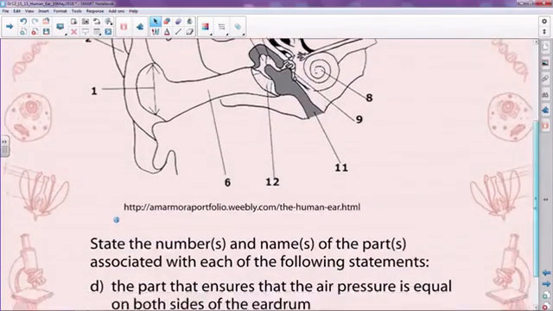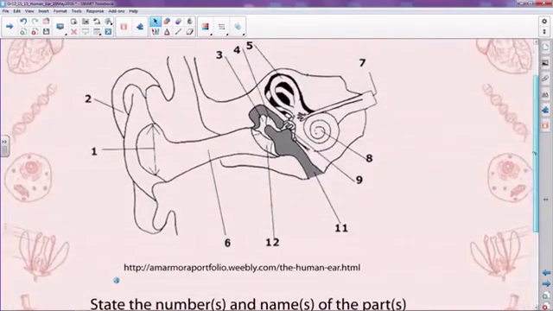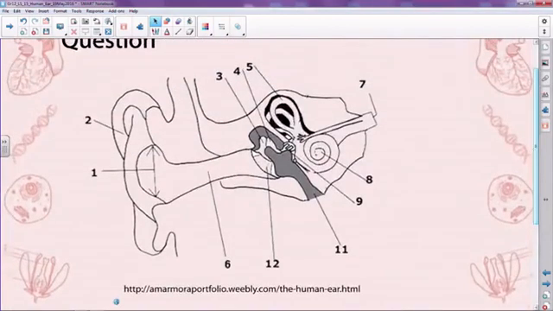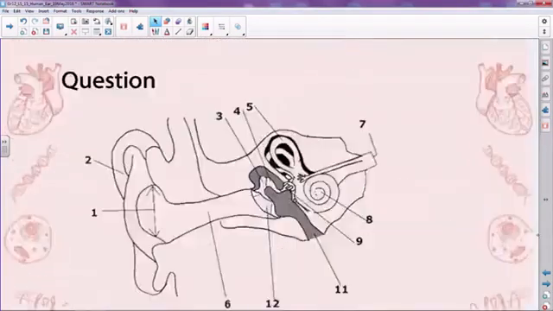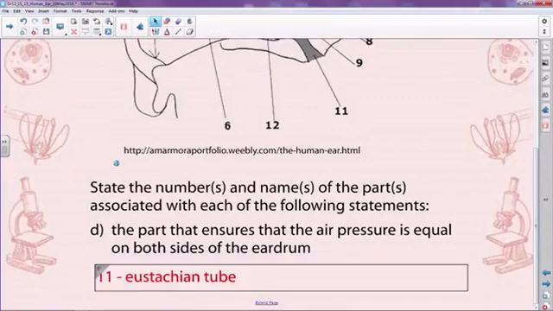Next one. The part that ensures that air pressure is equal on both sides of the eardrum. Let's see if you know this. Of course, and I'll explain it again now in 2 seconds, just to make sure you understand. It is your eustachian tube.